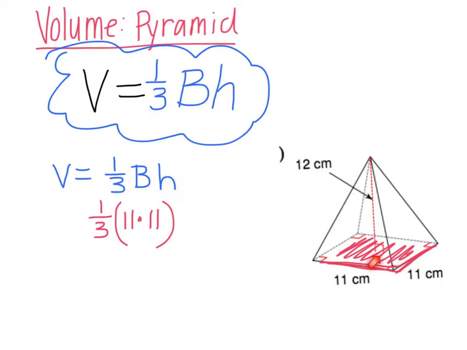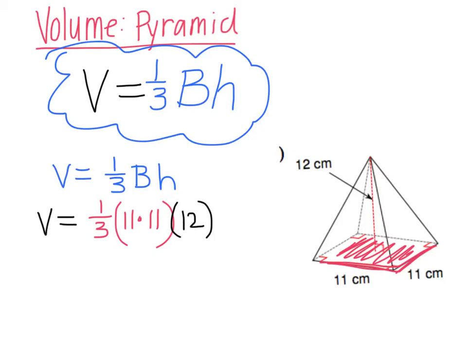Well, the height goes from the middle of the base up to the top. Okay, so you have to know that. The height has to go from the middle of the base all the way up to the top. It needs to make a right angle, which it does. You can see that. So now I'm going to times that by 12.